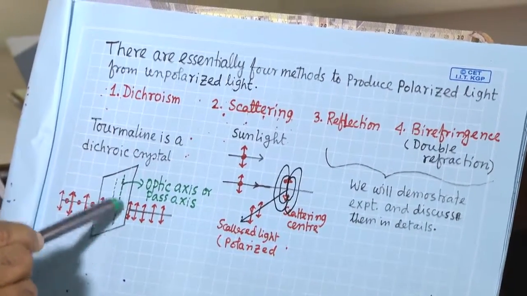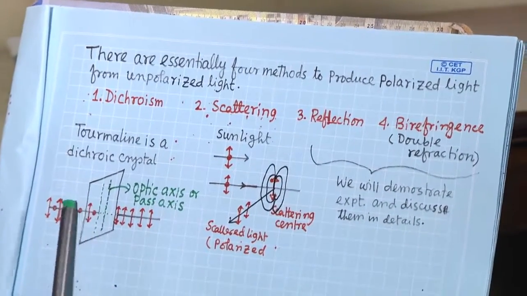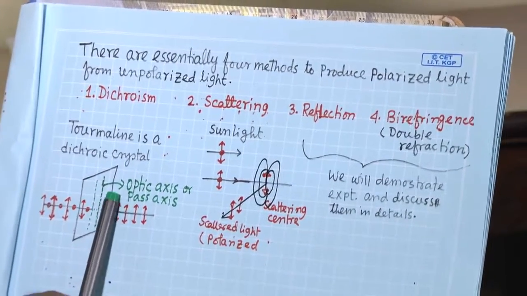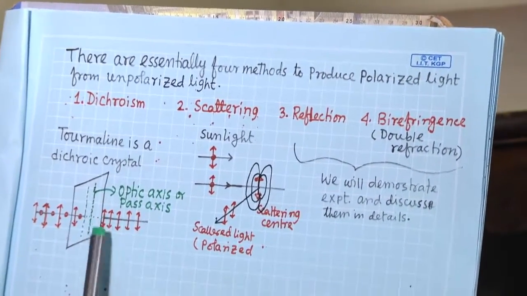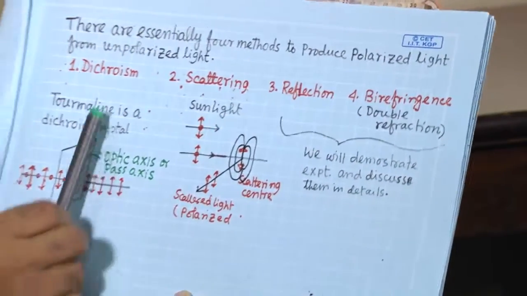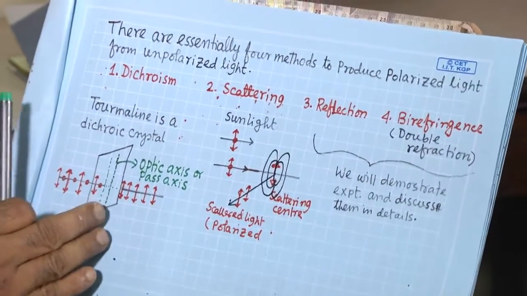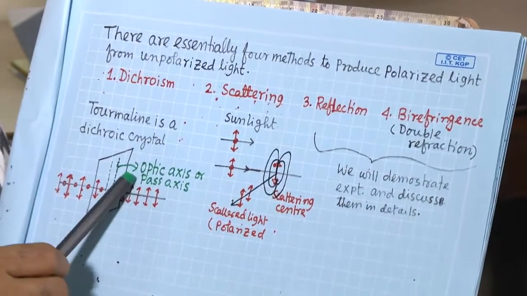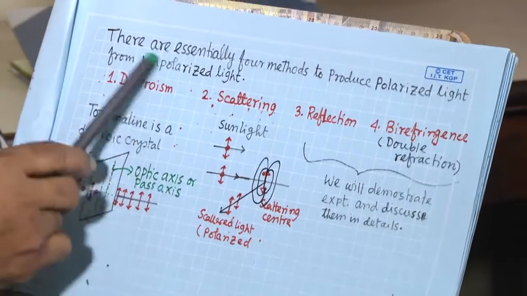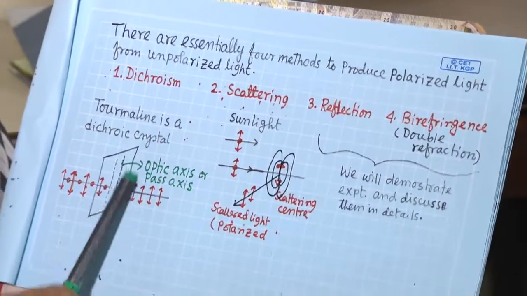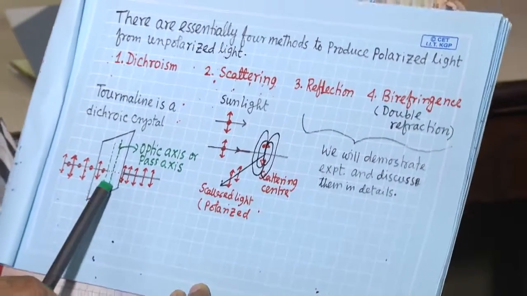So if this is the optics axis for this tourmaline crystal, and unpolarized light is falling on it, then we will get only this electric component, and the other one will be discarded. So on the other side of this crystal we get polarized light. This is called a dichroic crystal. It's a natural crystal, and one has to cut the crystal in the proper way, identifying the optics axis, and then one can use it for polarizing the light. This mechanism is called dichroism. So this sheet one can use as a polarizer or analyzer.